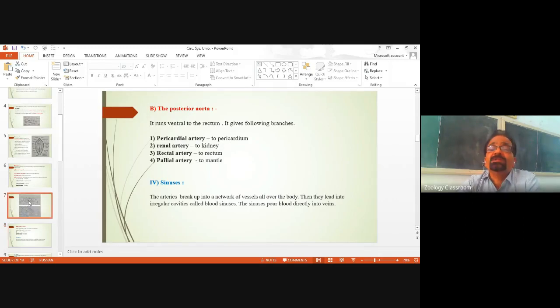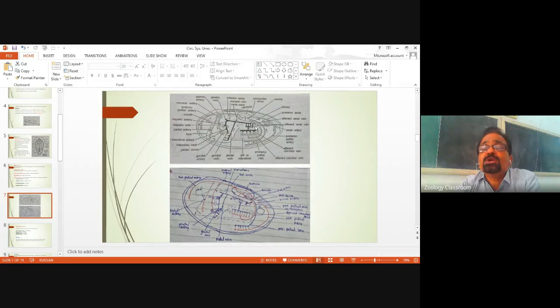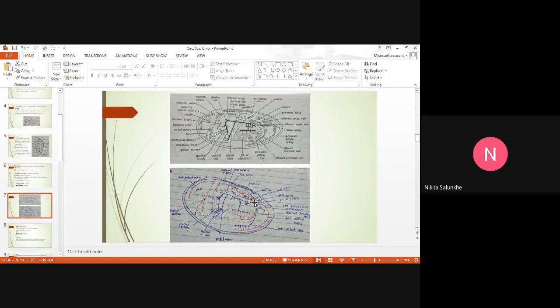Let's see the location in the diagram. It is not much visible in the diagram shown in the book, but here you can see, this is posterior, and immediately after its emergence you will find the pericardial artery supplying blood to the pericardium. Can you see this small tiny artery which is supplying blood to the pericardium? Are you able to make out this small artery? Nikita? Yes, sir. Yeah, that's fine.